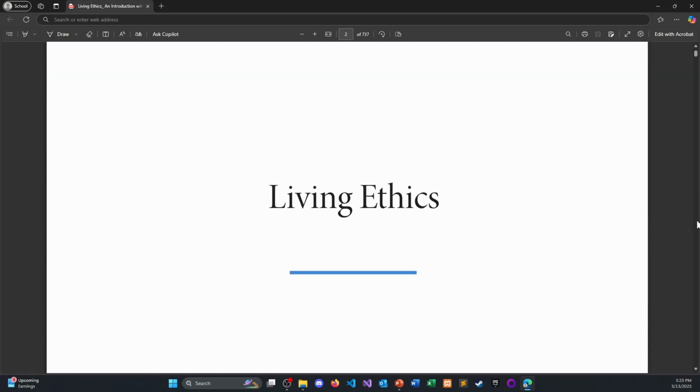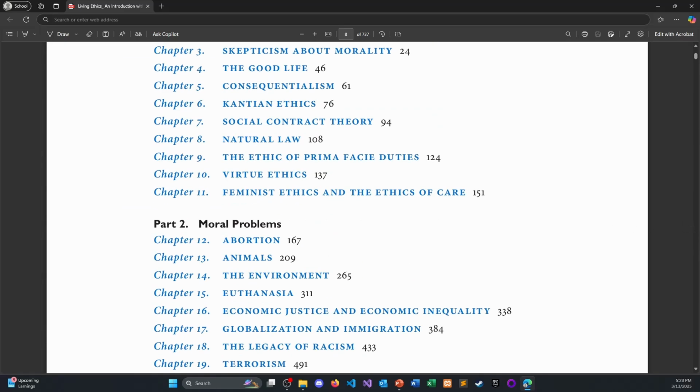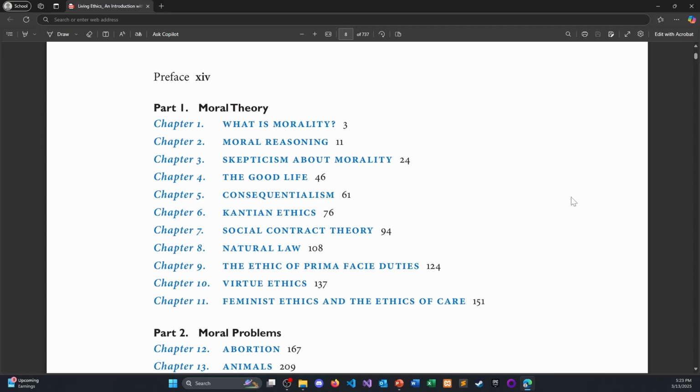So for each of these first chapters, we're going to want to think about the arguments in favor and against. So, what are arguments in favor of skepticism? What are arguments against it? Same with the good life. What are arguments for versions of the good life, and what are arguments against it? And we're going to want to, based on those arguments, try to determine which ones of these theories we find plausible and which ones we don't find plausible.